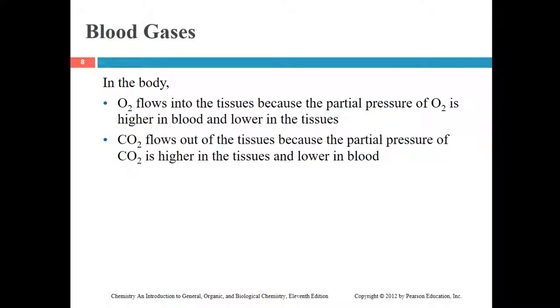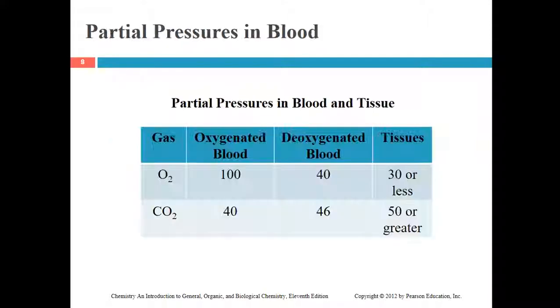And how does that happen? In the body, the O2 flows into the tissues because the partial pressure of the O2 is higher in the blood and lower in the tissues. The carbon dioxide flows out of the tissues because the partial pressure of the CO2 is higher in the tissues and lower in the blood. Notice this chart with the different partial pressures of the O2 and the CO2.